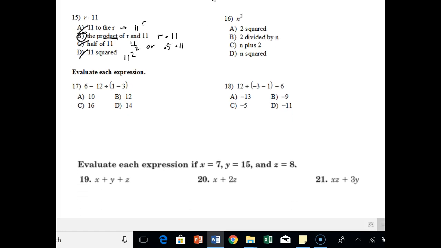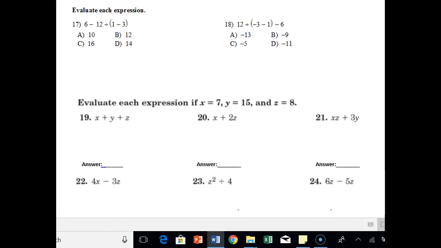And lastly, we have some algebraic problems where you want to use the order of operations. So number 17, obviously we want to use PEMDAS to solve this. So we have 6 minus 12 divided by 1 minus 3. Do I have parentheses? I sure do.